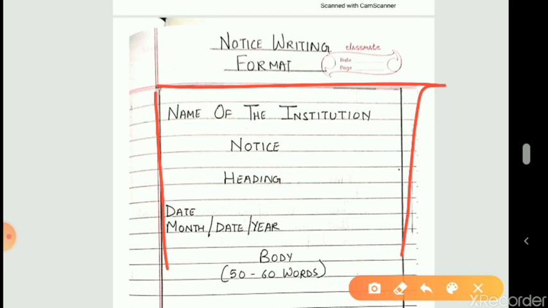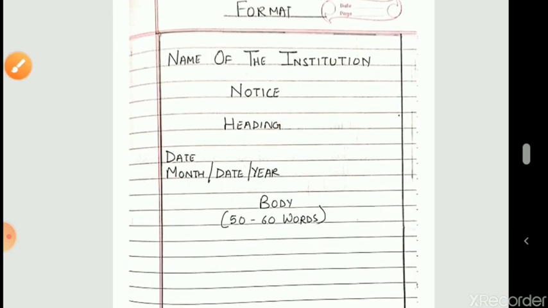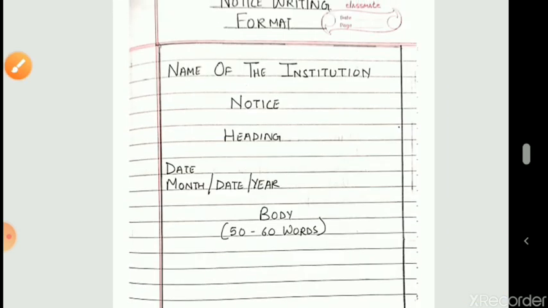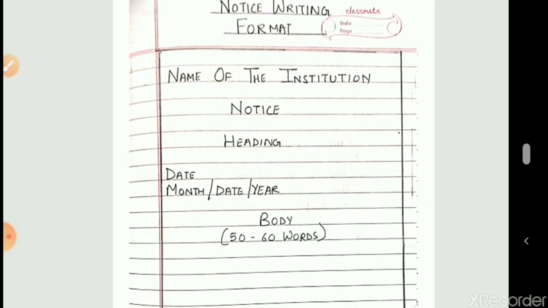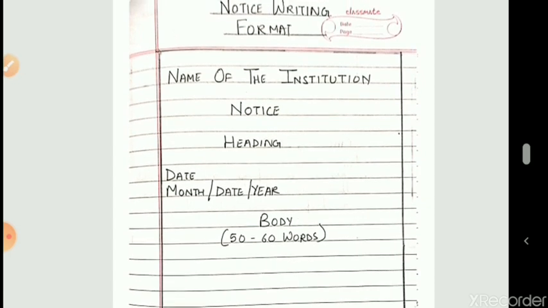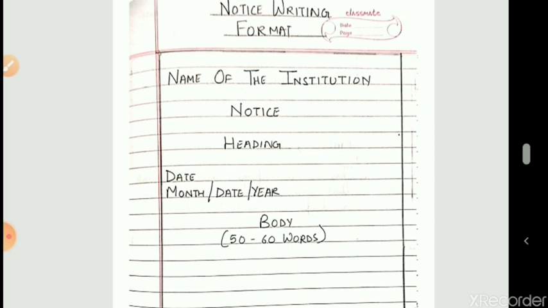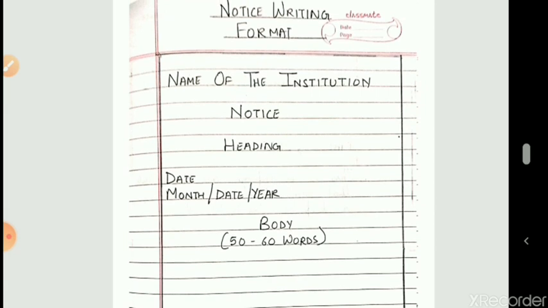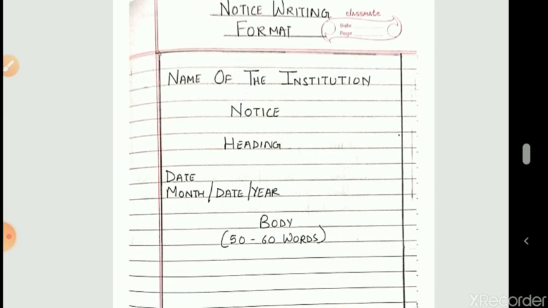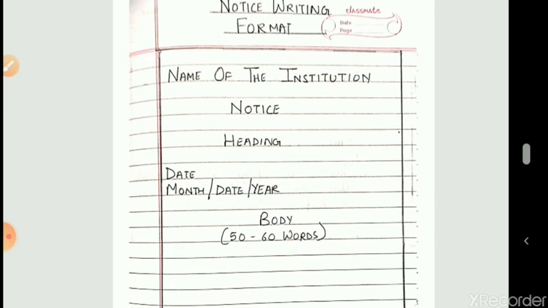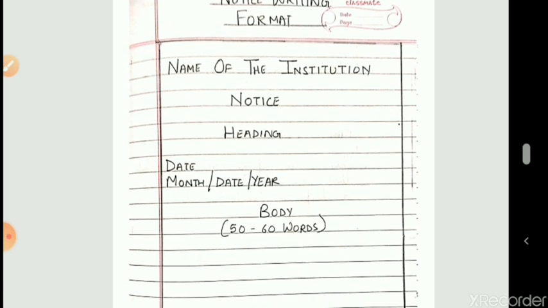Then, students, this is the box. I hope everybody can see the box. Notice is always written in the box. We need to put the notice in a box. That means we need to write the notice in a box. Then leave 1 centimeter space on all four sides of the notice. Here, this is the box, and on all four sides we need to leave 1 centimeter space so that it looks neat.